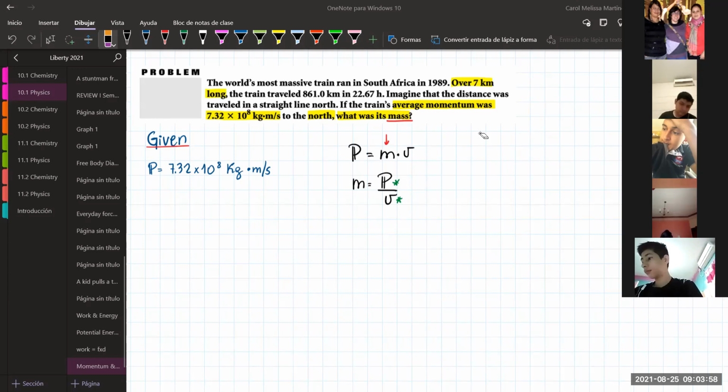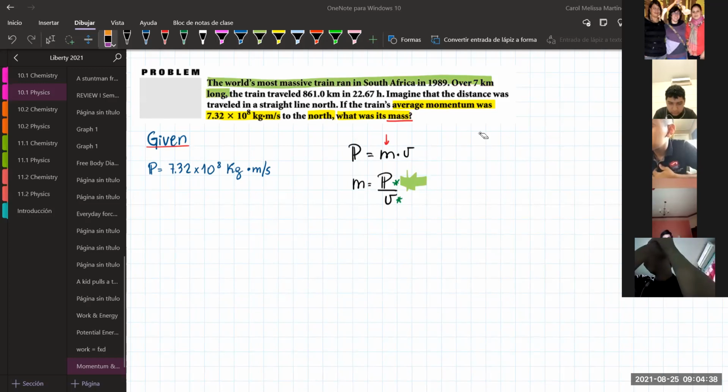Now, do I need to write this data? Do I really need to know the length of the train? Not really. This, which is the beginning of the problem, is not necessary to be this specific. Okay? Take a look. Everything about this is not going to help me. It's not going to help me to get what I need. I need momentum and I need velocity.